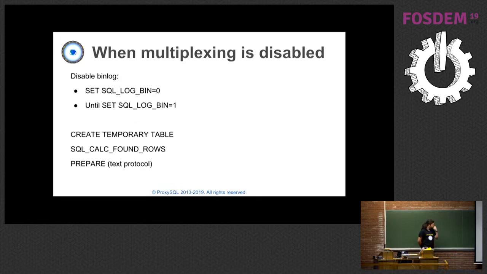Another criterion for disabling multiplexing is if you execute SET SQL_LOG_BIN=0. After you execute this, of course, that connection cannot be shared anymore, because otherwise other connections would have the binary log disabled, and this is not something that you would desire. Multiplexing is automatically re-enabled when you issue SET SQL_LOG_BIN=1. As soon as you enable it, multiplexing is automatically re-enabled. Another reason why multiplexing is disabled is when you execute CREATE TEMPORARY TABLE, or if you use SQL_CALC_FOUND_ROWS or PREPARE. PREPARE is the text protocol version of the prepared statement.